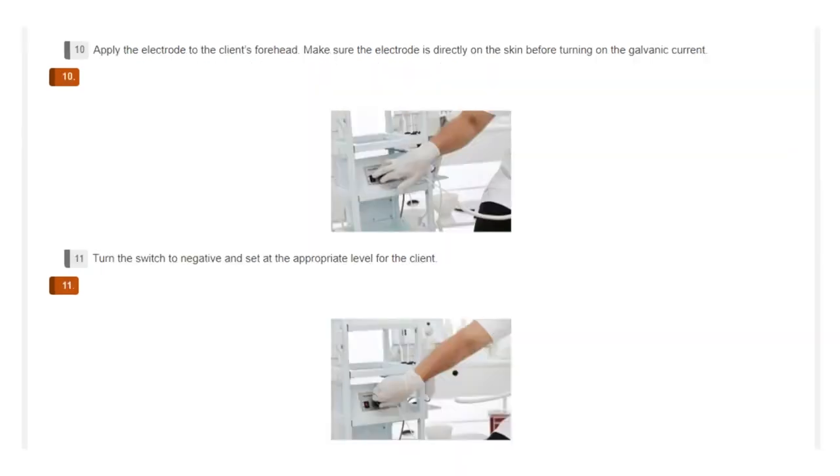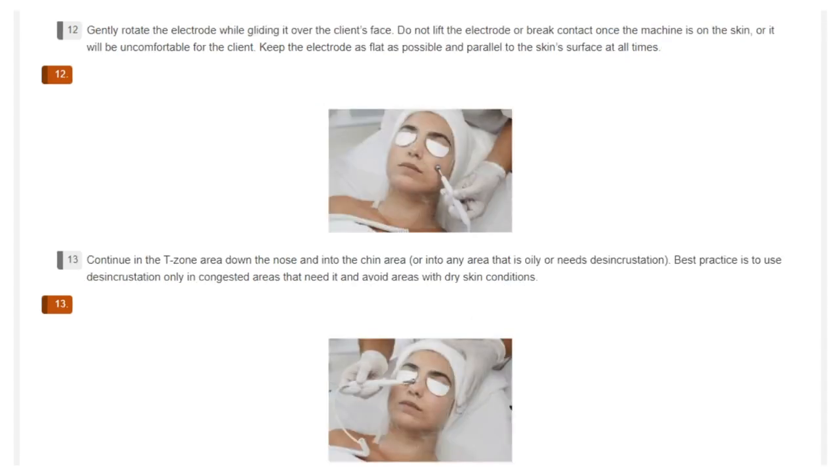10. Apply the electrode to the client's forehead. Make sure the electrode is directly on the skin before turning on the galvanic current. 11. Turn the switch to negative and set at the appropriate level for the client.